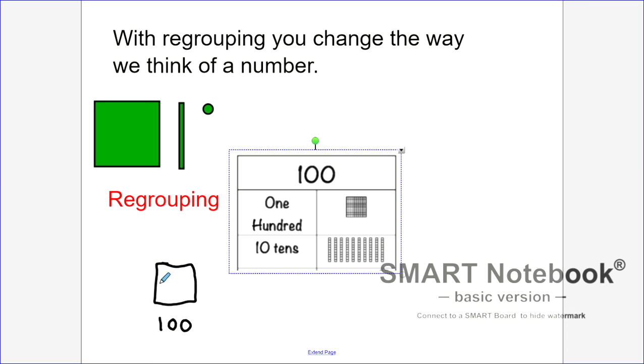So I start with the number 100, and when I draw 10 tens, 1, 2, 3, 4, 5, 6, 7, 8, 9, 10, I would still have 10, 20, 30, 40, 50, 60, 70, 80, 90, 100. The number is 100 at first. The number stays 100. All we did is we drew them as tens instead of hundreds.